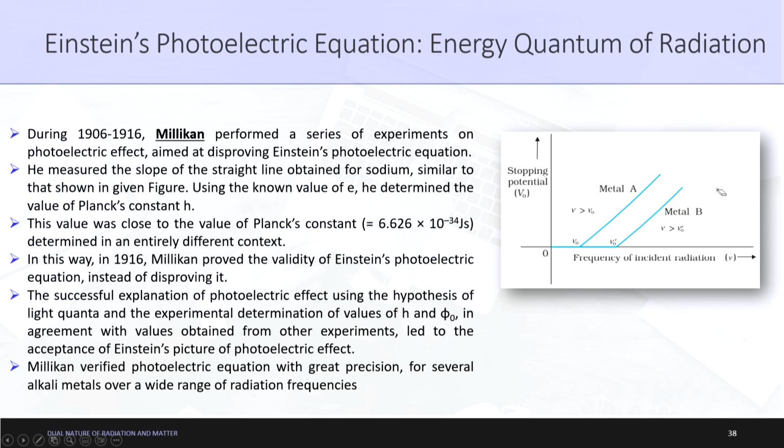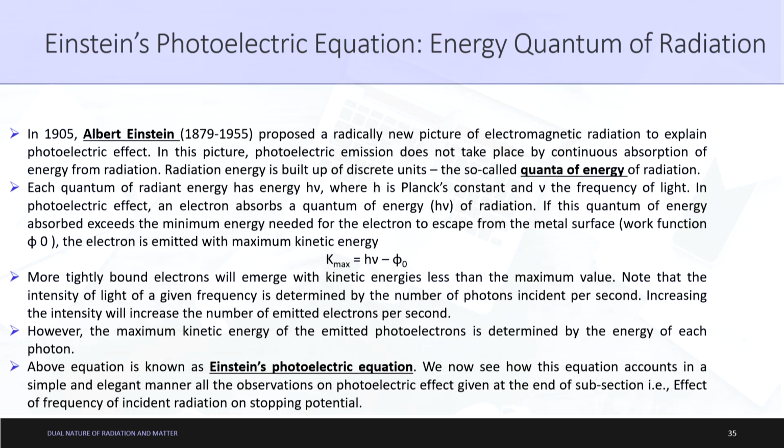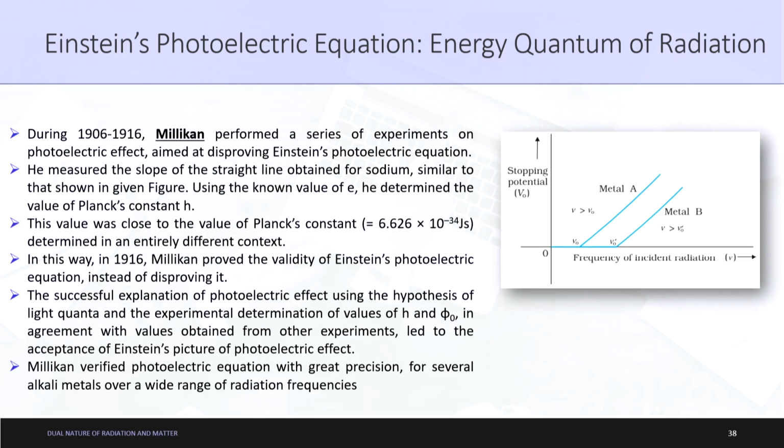Okay, let us move on now. During 1906 to 1916, just look at the timeline also, because it is good to understand that. In 1905 he put forward this complete idea. Then, during 1906 to 1916, Millikan performed a series of experiments on the photoelectric effect aimed at disproving Einstein's photoelectric equation. He was trying to disprove it.